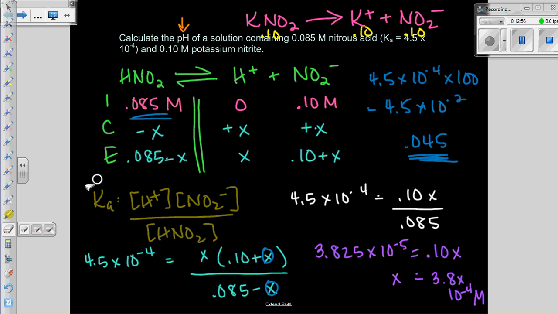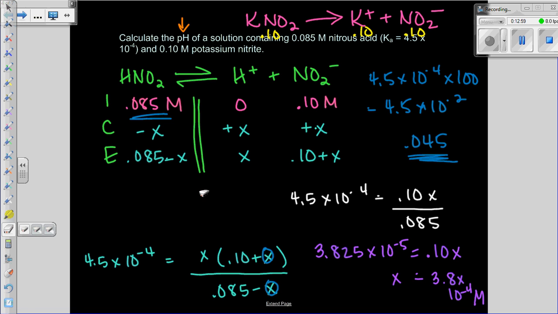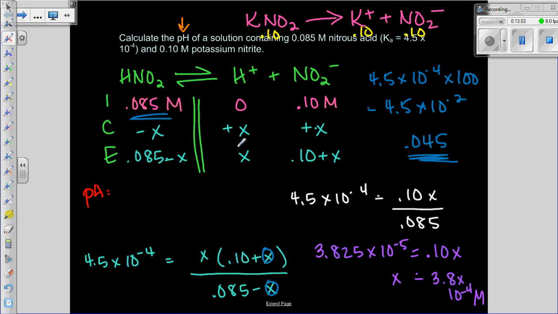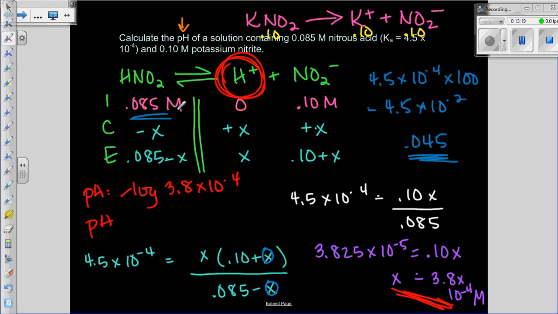So now it has asked me to calculate pH. So pH is equal to the negative log of our hydrogen ion concentration, which is this down here. So negative log of 3.8 times 10 to the negative fourth. And I have 2 sig figs, so that tells me 2 numbers after the decimal, so 3.42 is the pH of that solution.